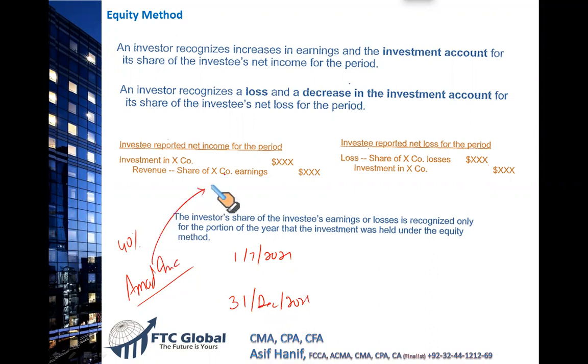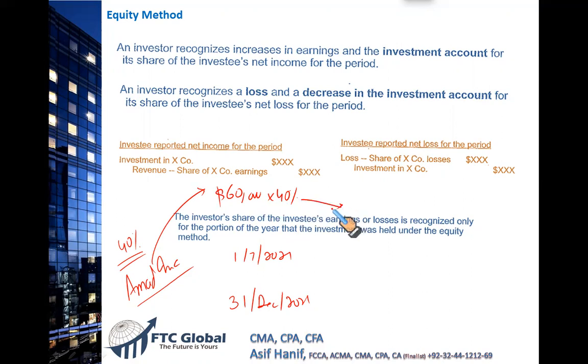Ahmad has earned a total income of, let's say, $60,000 for the whole year. Now, the question is, should I consider 40% of this as my income? I hold a 40% investment in Ahmad Incorporated's common stock, so I should take credit of 40% of 60,000. Am I right in doing so?